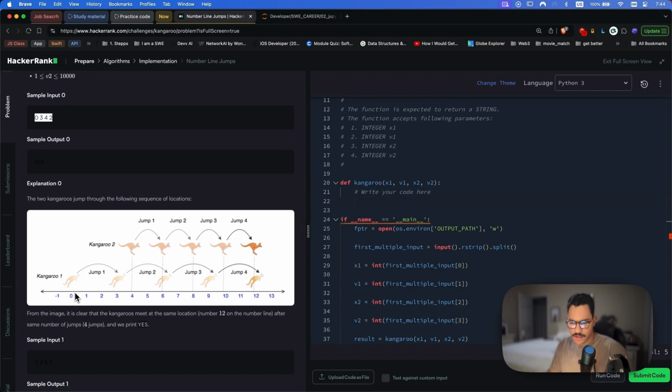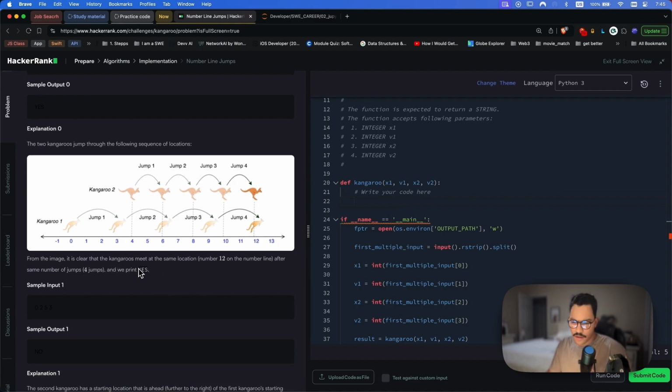Anyways, let's check this 3. This one's at position 4. So it has a slower jump, but its position is 4 meters ahead of the first kangaroo. But the first kangaroo has a faster jump, a larger jump, covering more ground. So eventually we see that after jump 4, they both meet at the same position. The kangaroos meet at the same location, number 12 on the number line, after the same number of jumps, 4, and we print yes.